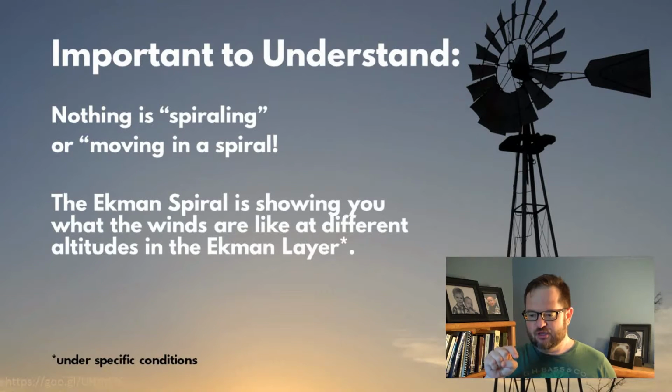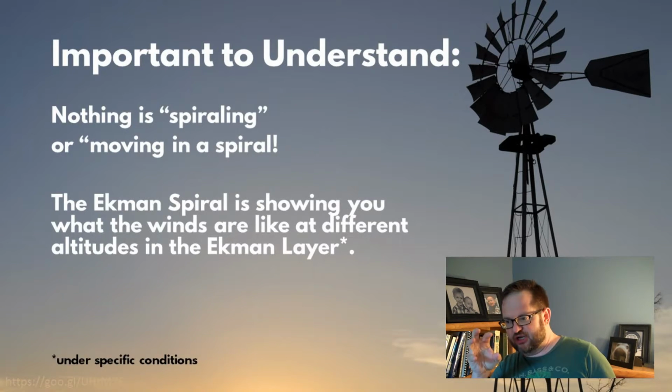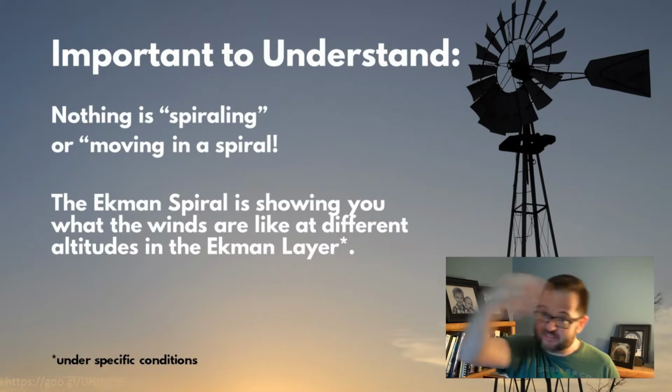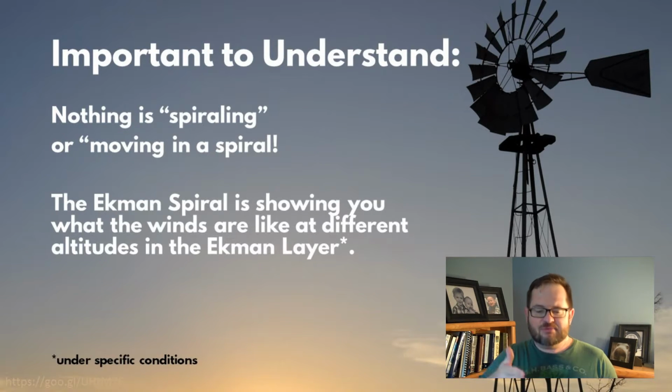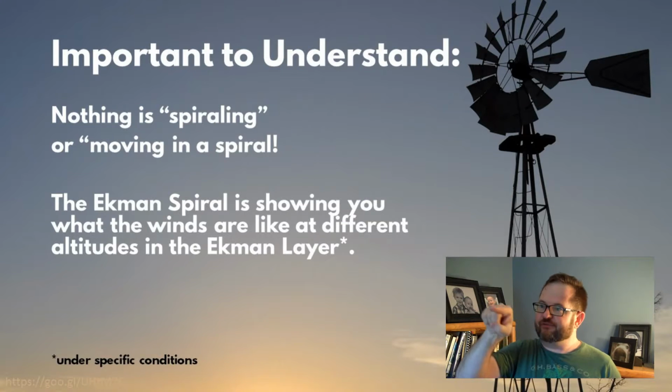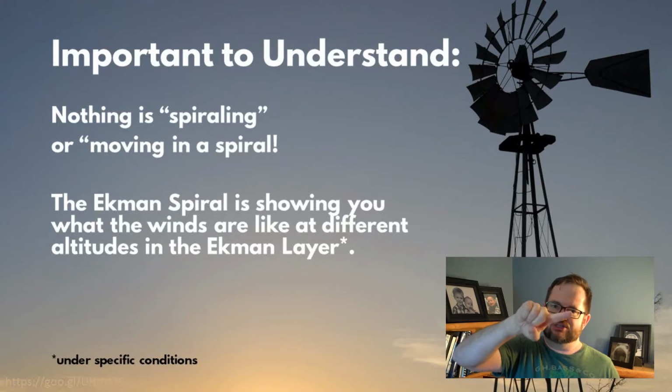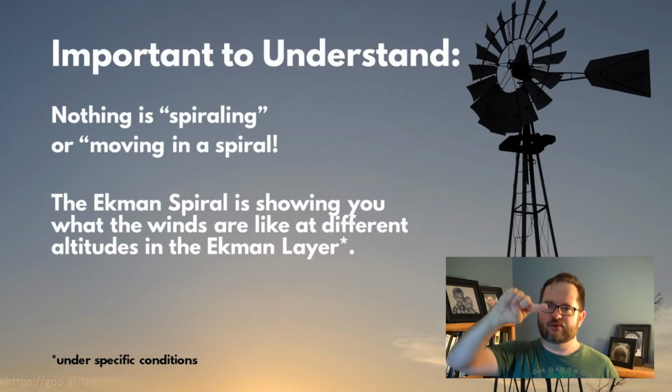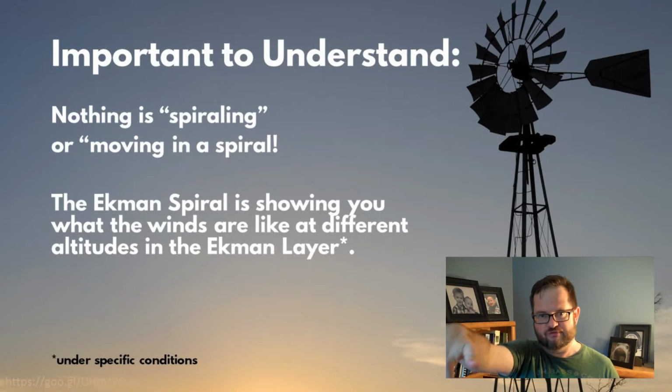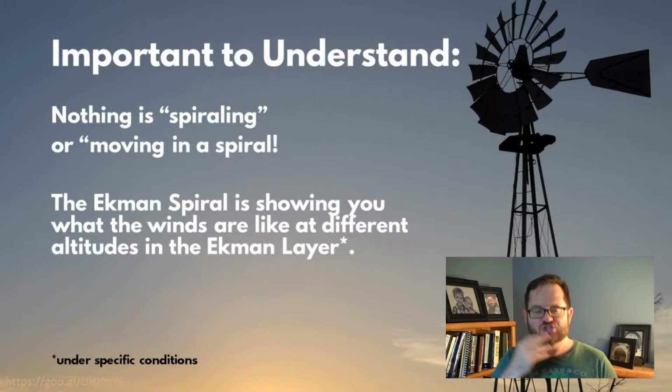Don't get the idea that if you let go of an air parcel and tracked it, it's moving in a spiral or something like that. No. The Ekman spiral is just showing you that at different heights in the Ekman layer, the winds are moving in different directions. In fact, as you go up, the vector that is the wind at each of those heights is sort of curving with respect to height. It's showing you what the winds are doing at different heights in the Ekman layer under specific conditions.